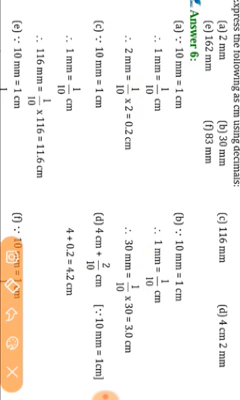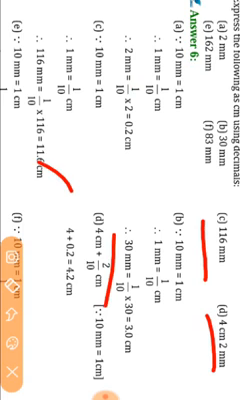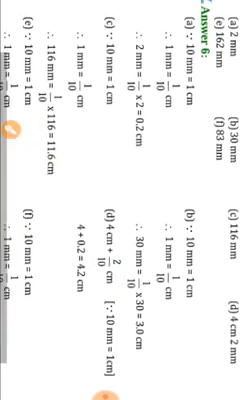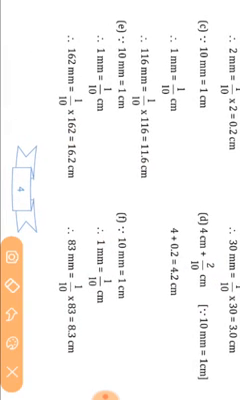In the same way, 30 millimeter is 1 by 10 into 30. 16 is 1 by 10 into 16. 4 centimeter plus 2 millimeter. So 4 centimeter plus 2 by 10 is 0.2. So we can write it as 4.2. In the same way, 162 is 1 by 10 into 162. 83 is there, means 1 by 10 into 83.